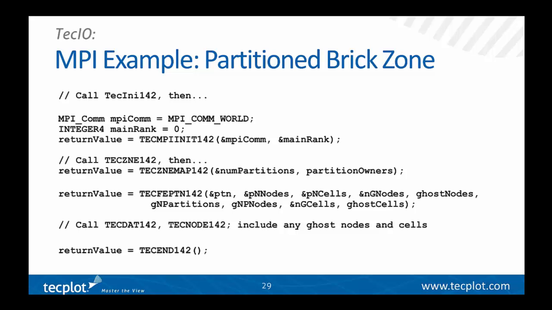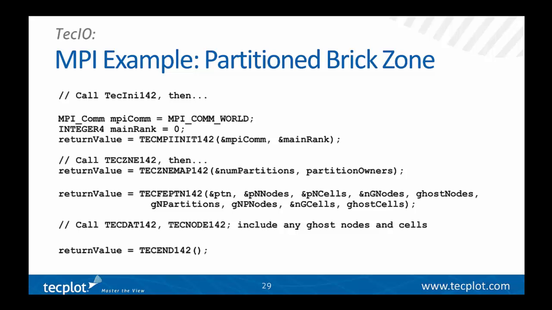Then for any rank, we'll call TecFEPartition to pass all the information that I just talked about: the partition number, the number of nodes, the number of cells, the number of ghost nodes, and a list of those ghost nodes. And for each ghost node, the partition that owns that. So ghost nodes, GN partitions, and GNP nodes are all arrays, whereas the previous parameters were all scalars.